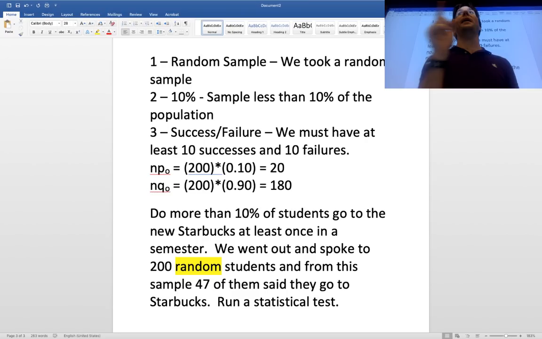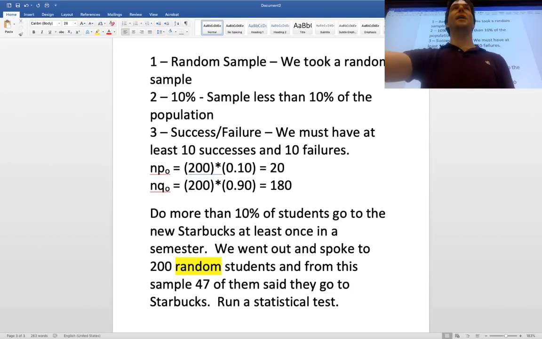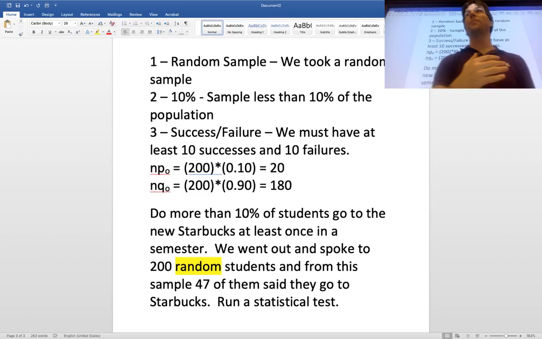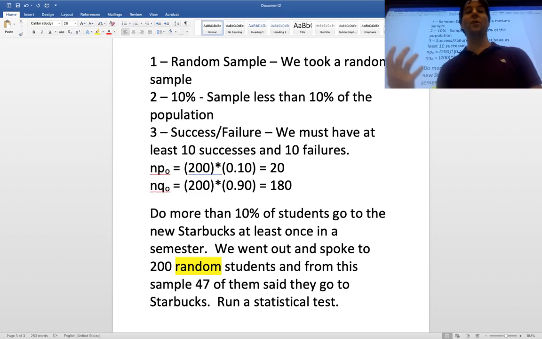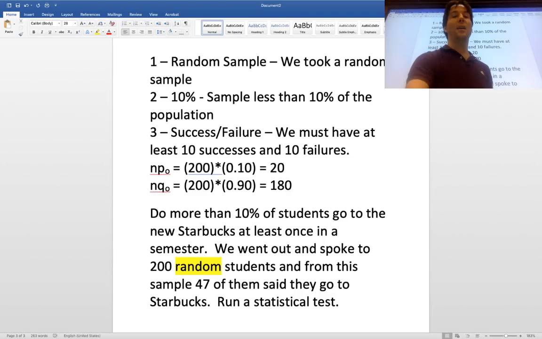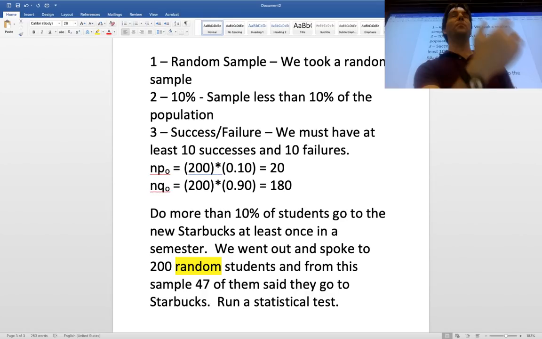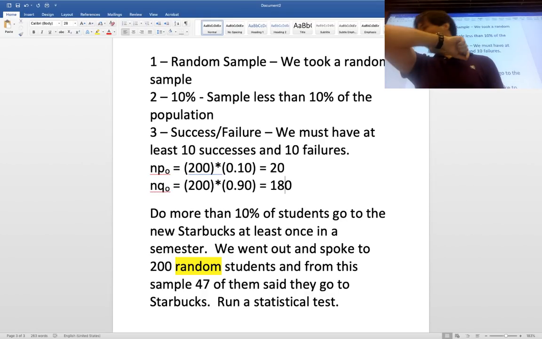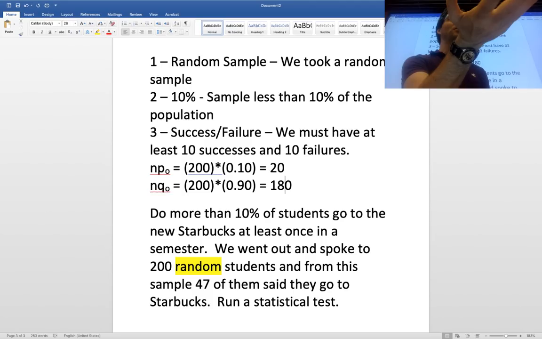P naught and Q naught add together to 1. Remember your P naught and Q naught game. If P naught is 0.1, Q naught is 0.9. If P naught is 0.4, Q naught is 0.6. They're just complements of each other. They add up to 1. But then when we do NP naught and NQ naught, that's where the two added together equal N. Because you're basically saying, if I expect 10% of people not to go to Starbucks, then out of 200, I'd expect 20, which is 10%. Does that make sense? According to the null, I'd expect 20 people out of 200.